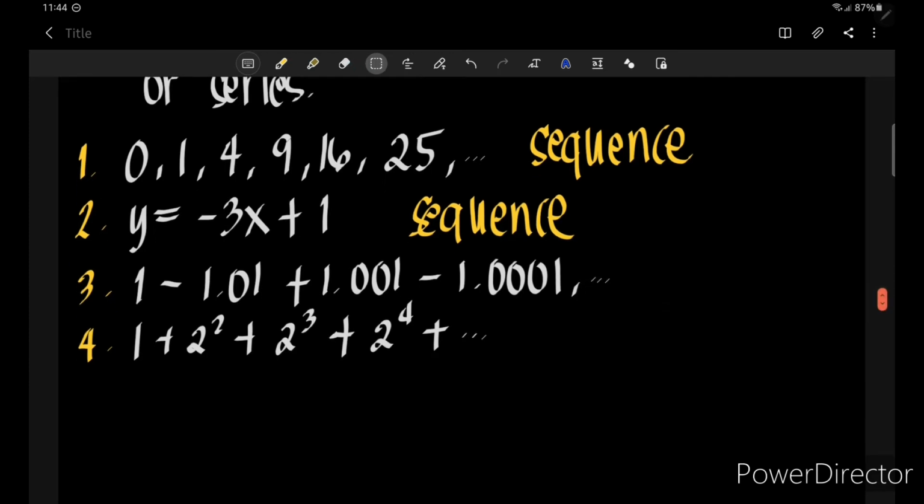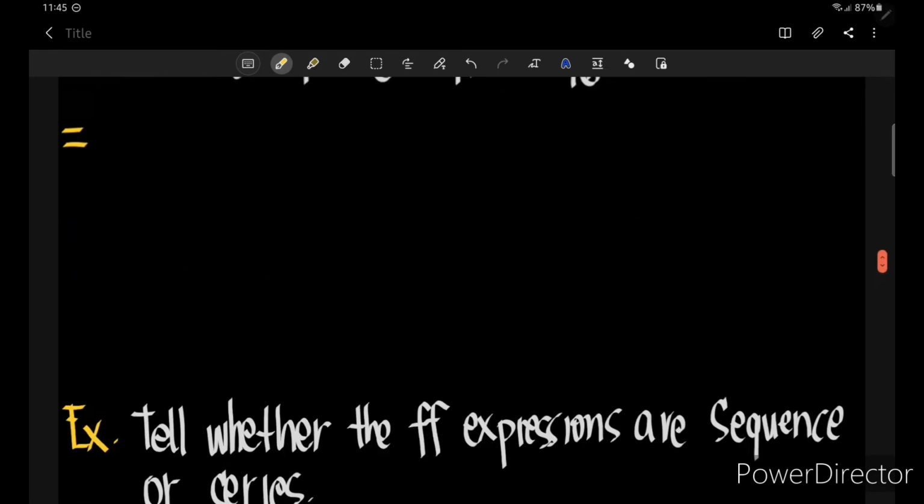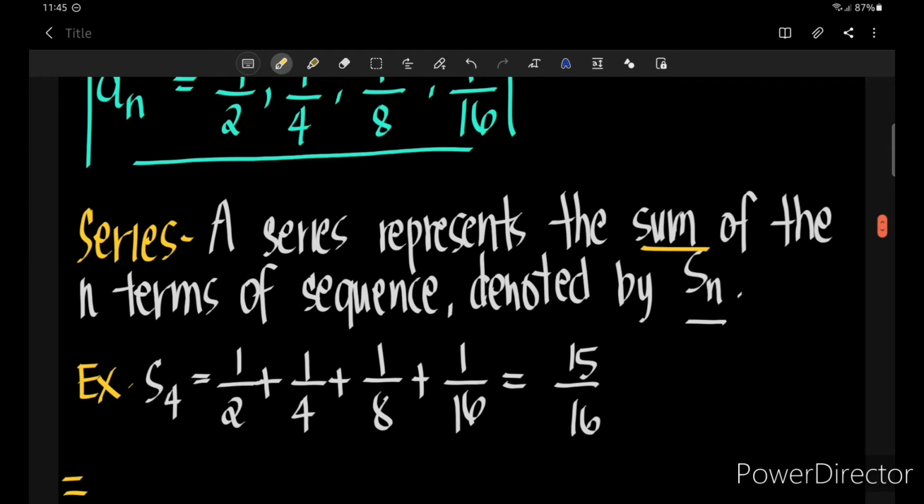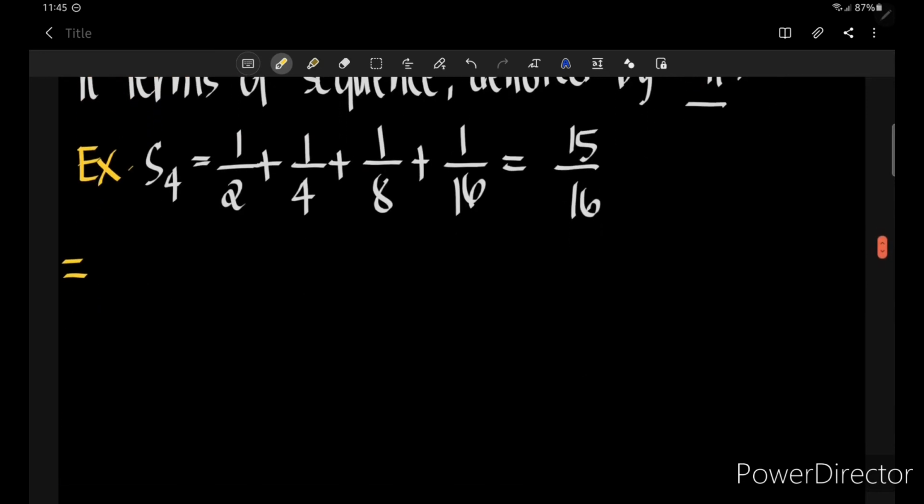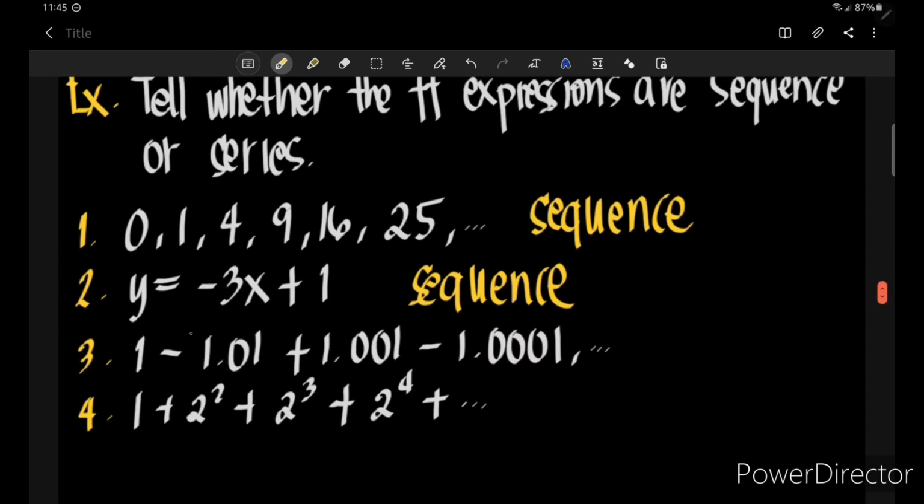Okay. Now, for number 3, we have negative 1 minus 1.01 plus 1.001 minus 1.0001 and so on. Ang sabi natin, kapag separated by addition sign, dahil kinukuha natin yung sum, it is a series. But, meron tayong subtraction sign or negative sign dito, no? Subtraction operation.